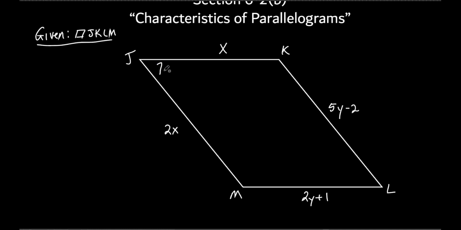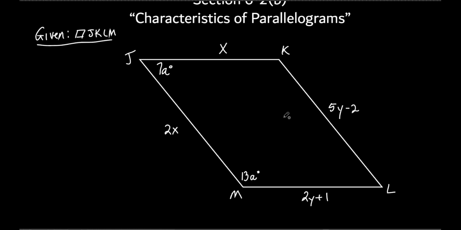They give you something else too. This is 7a degrees, and this is 13a degrees. All right, that's everything they give you. So what you need to find is this. You need to find the length of all 4 sides, and you need to find the measure of all 4 angles. All right, that's what they're asking for. Everybody got that? Let's do the sides first, okay?